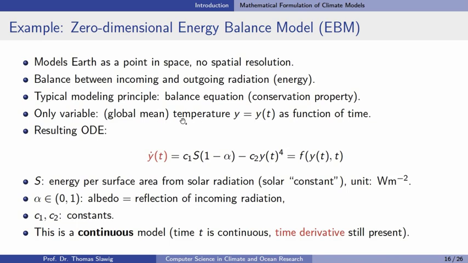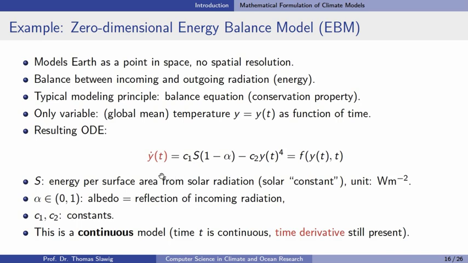In this model, there's only one variable. This is the global mean temperature, y, as y of t, as a function of time. And the ODE then looks like this. We have the same structure. The temporal change of the temperature is described by a model function, and this model function looks like this. You see here is a constant part. We have different constants, or parameters, C1, S, alpha, C2. And then we have the unknown function itself, y to the power of 4. So this is a simple example, but it's already non-linear. So it's not that easy, this equation, but it's just one equation, a one-dimensional ODE.